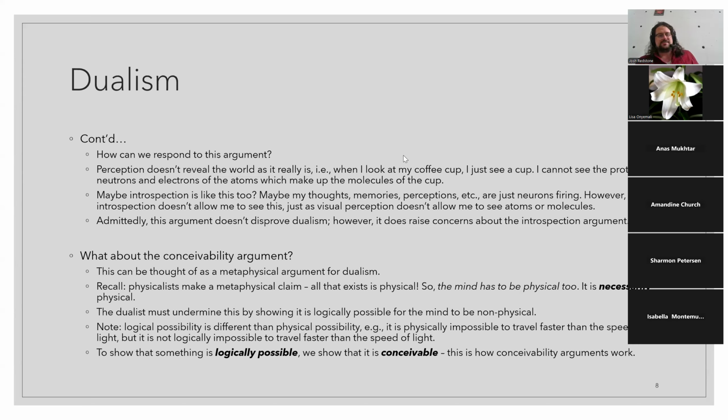And like some of you said, perception doesn't reveal the world the way it is. Like this is a coffee cup, but if I shrank myself down far enough, it would be like paper fibers. Or if I went real far down, I could see the atoms it's made of. Introspection could be like this as well.